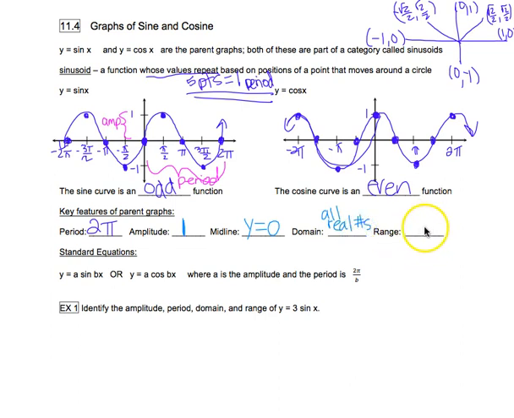The range, however, is not all real numbers. If you look at the y values, the lowest y value is -1. The highest y value is +1 on both of them.